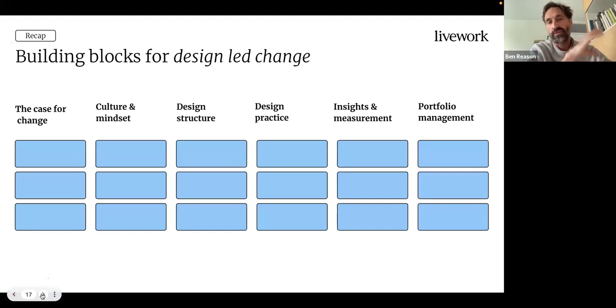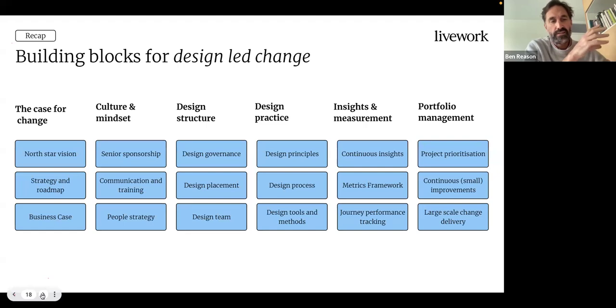So we have a model for looking at what all those factors are. If you bring design into the mix of how you manage change, so you bring design practice and design structure in, how does it connect with the other parts of it? And breaking that down.